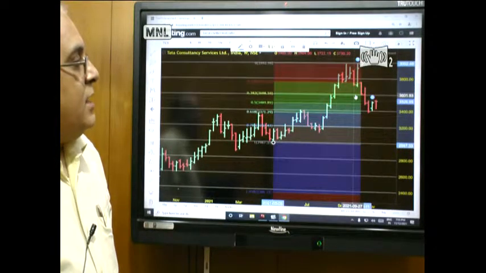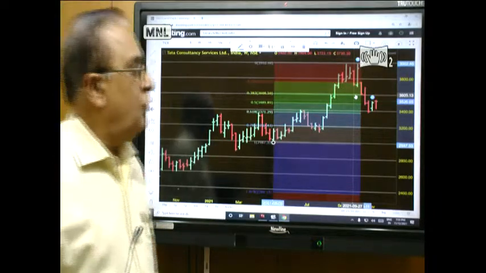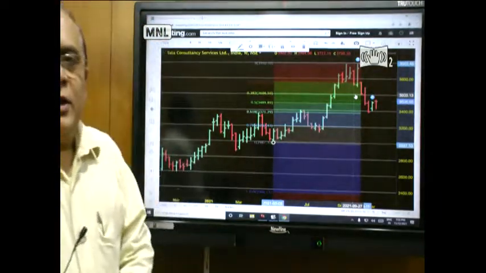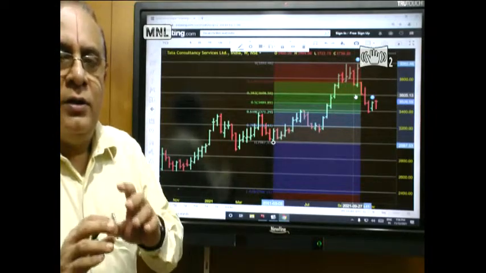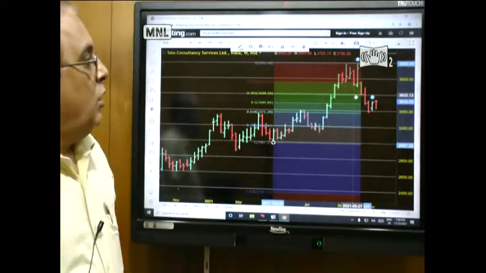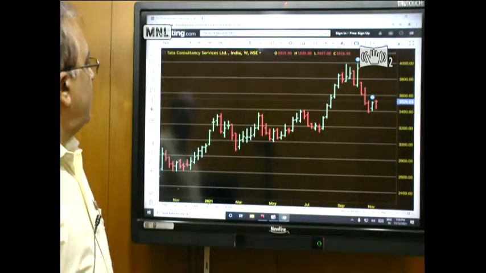This is 3608. So we don't need to wait much above 3608. Once it starts to cross 3608, I think we should definitely look towards buying, because then we will know that on any dip it has to be bought. So we'll keep that, and otherwise we can also look at it the reverse way also.